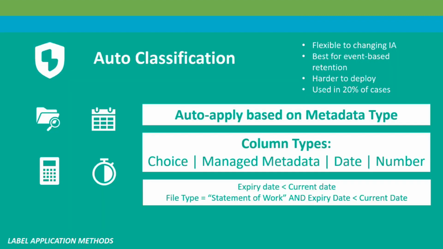All right, so a little bit more on auto classification. As I mentioned, auto classification is typically based on certain conditions, typically metadata. With metadata, you can have choice columns, managed metadata columns, date columns, number columns. Any kind of metadata you utilize within your organization can be leveraged for auto applying a retention label.